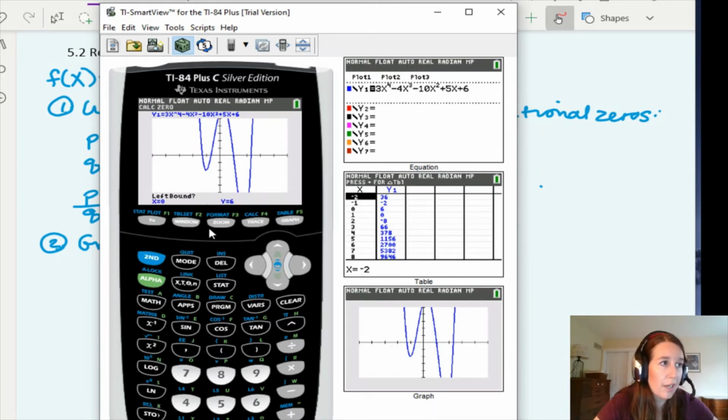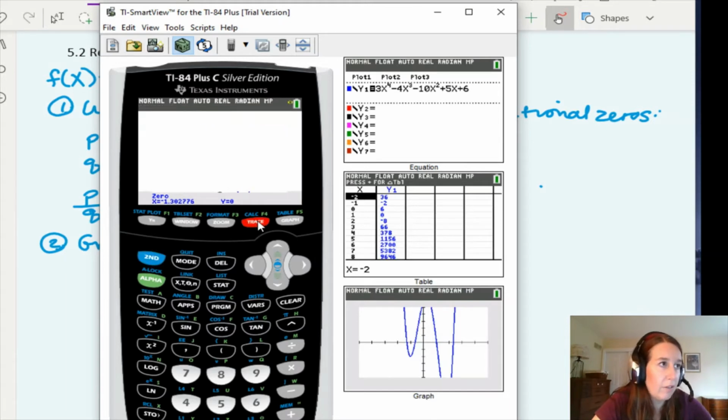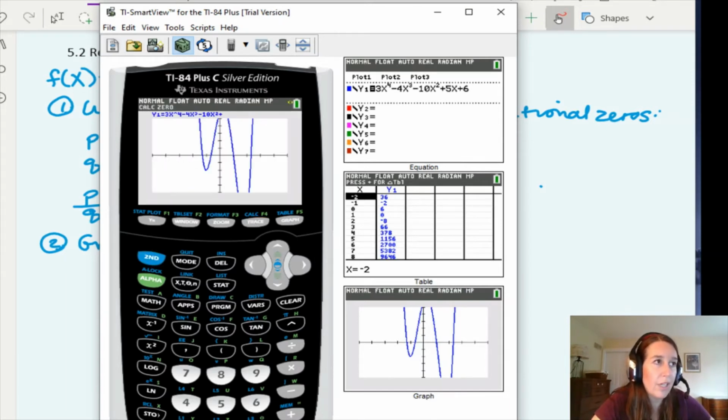Calculate, and then zero. Let's go over to the left. So I'm going to type -2. You can arrow to the left, or you can actually tell it a left bound. And then I'm going to say right bound is -1. You can arrow to the right, but see how I'm getting in between this zero? It's somewhere between -2 and -1. There it is. It's -1.30. No. Right? That is an irrational number. So I gotta try again. Okay, so good thing I have a calculator for this.